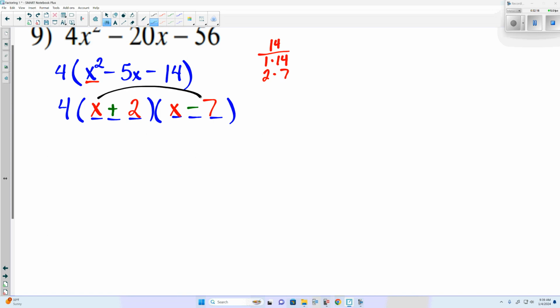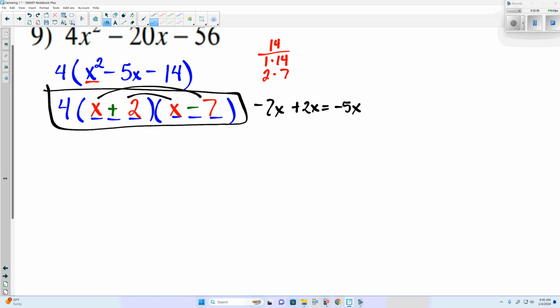And the last step is going to be to check. x times negative 7 is negative 7x. 2 times x is plus 2x. And negative 7x plus 2x is negative 5x, which is the middle term we wanted. So this here is our final answer.